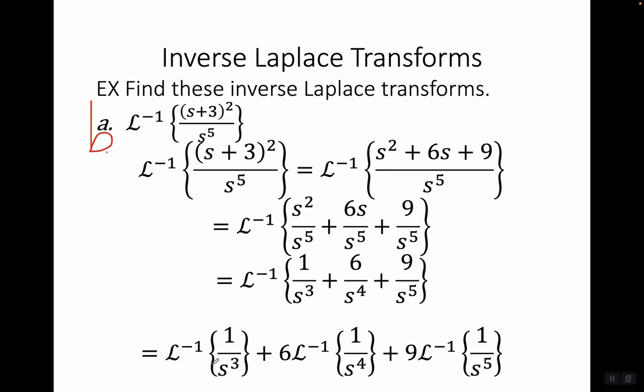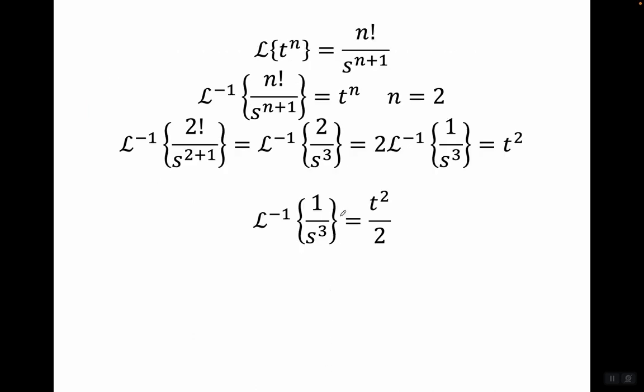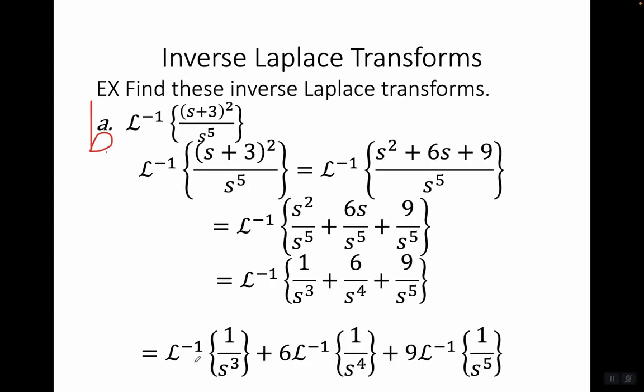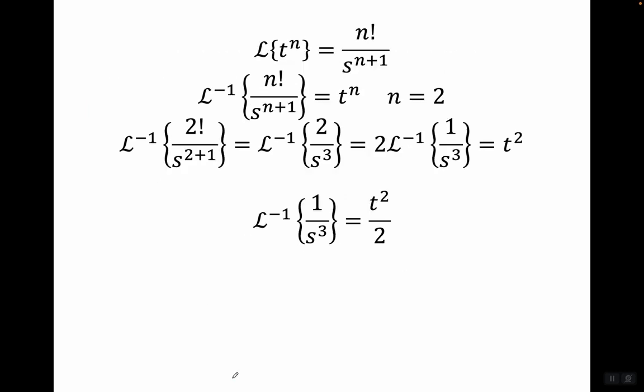In other words, it's the inverse Laplace transform of 1 over s cubed plus 6 times the inverse Laplace transform of 1 over s to the fourth plus 9 times the inverse Laplace transform of 1 over s to the fifth. So we're going to use that same formula to evaluate these. So first, we need to figure out the inverse Laplace transform of 1 over s cubed. Okay, here's the formula we're going to use.